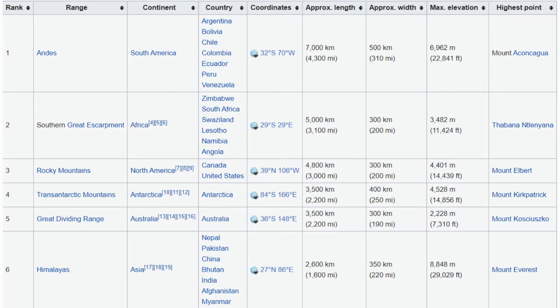There are some other mountain ranges that you might have heard of there. Notably, in number 6 is the Himalayas, where Mount Everest is the tallest mountain in the world. You might have heard of the Rocky Mountains, which goes through Canada and the US as well. But there are some other of the great mountain ranges of the world on that table for you to have a look at if you would like.